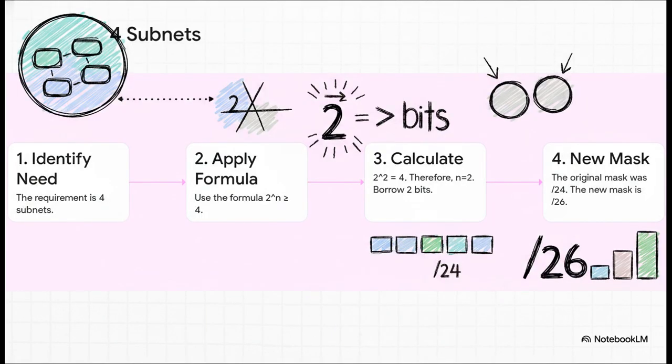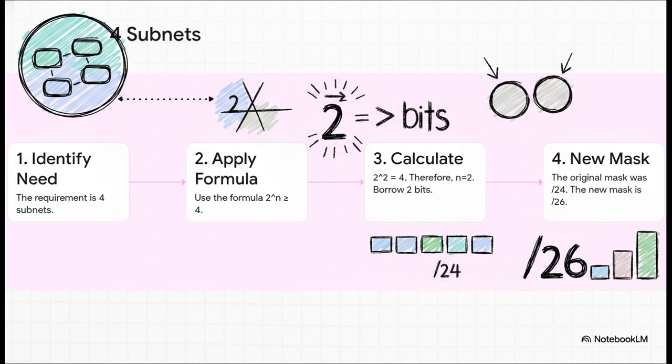All right, let's walk through an example together. Let's say we need to create 4 subnets. The magic formula is 2 to the power of n needs to be at least 4. Well, 2 to the power of 2 is exactly 4. Perfect. So n is 2.